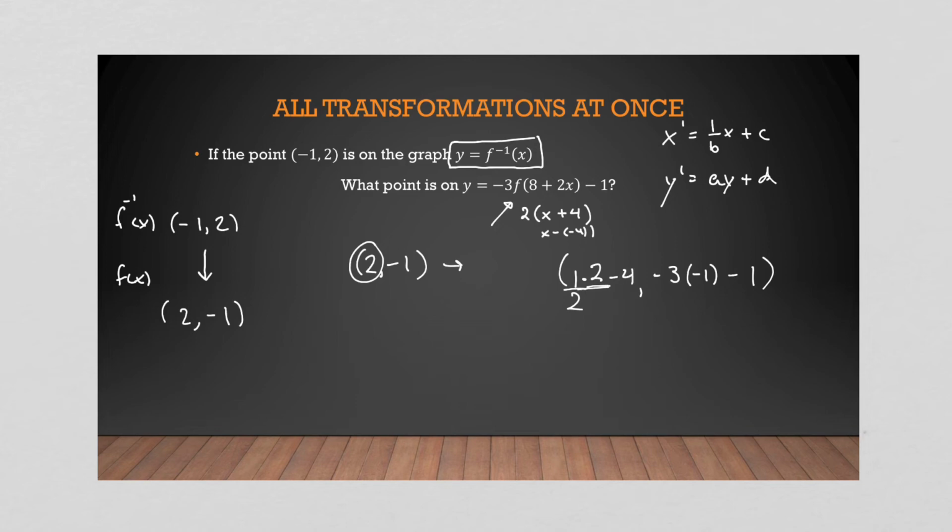So we're doing it in one fell swoop here. Let me just rewrite this so it's a little cleaner. 1/2 times 2 minus 4. So we do that calculation. 1/2 times 2 is 2, minus 4, we get -2. And then -3 times -1 is 3, minus 1 is 2.